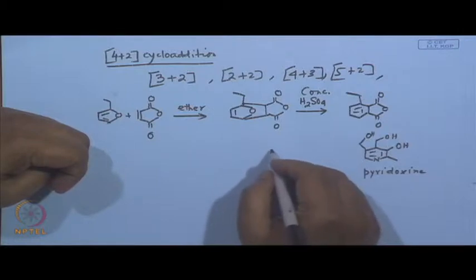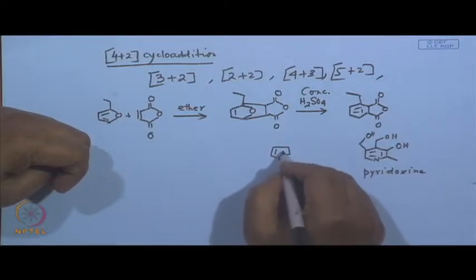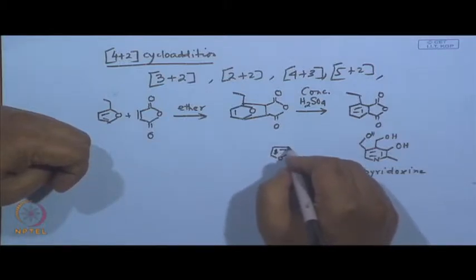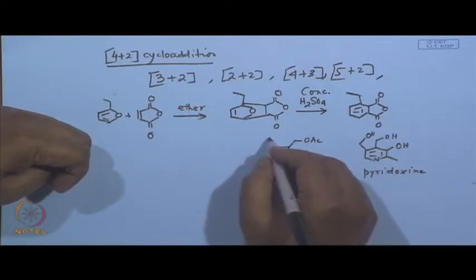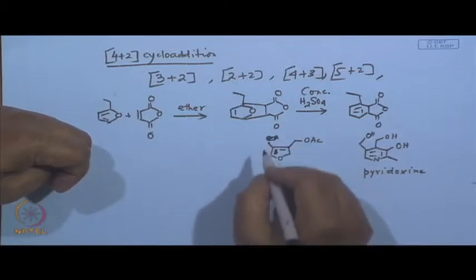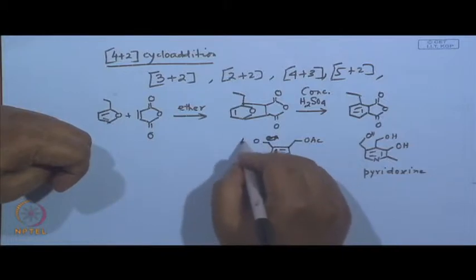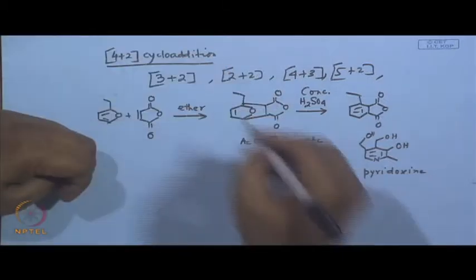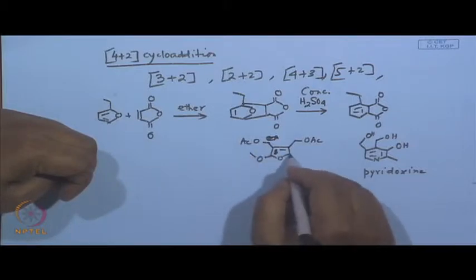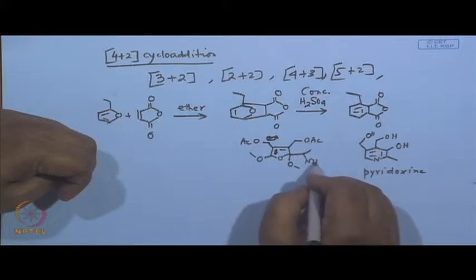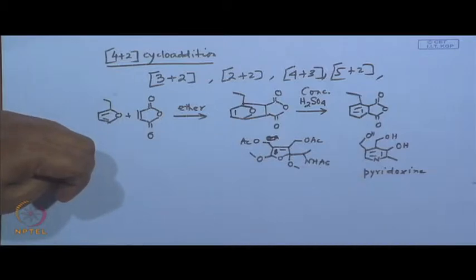if we can make, for example, a furan kind of molecule here, and this is acetate, again acetate here, and OMe, this is OMe, and this is NH and acetate.